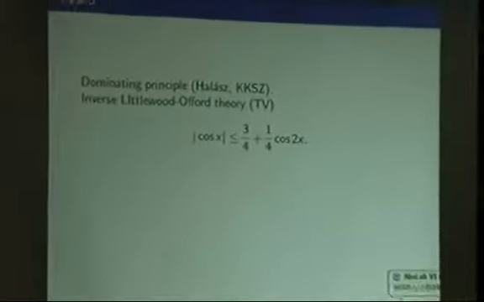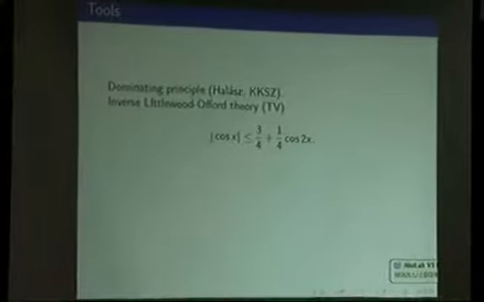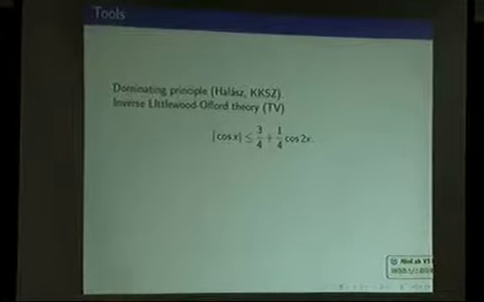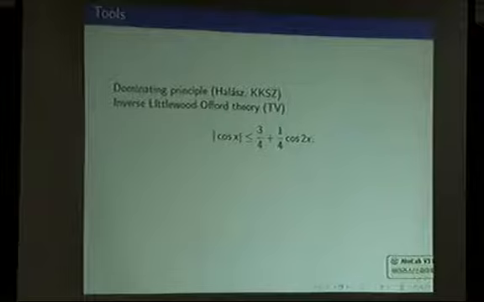Yeah, so here are a few tools I want to mention. The first one is something we call the dominating principle by Halász, developed back in the 1970s. It gives a tool to estimate a sum of Fourier coefficients of certain functions, and that idea was used as well in the KAIST paper.